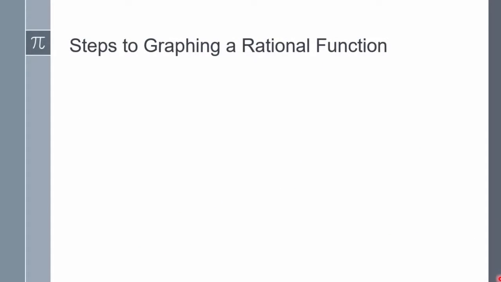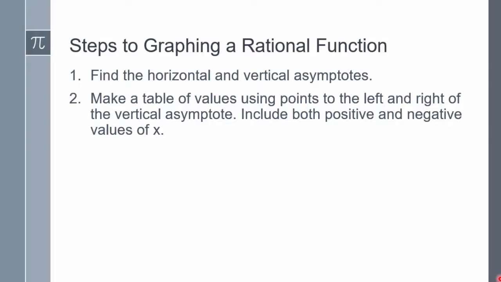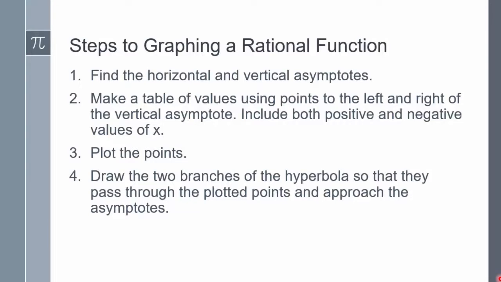Steps to graphing a rational function. First, find the horizontal and vertical asymptotes. Make a table of values using points to the left and right of the vertical asymptote. Include both positive and negative values of x. Plot the points. Draw the two branches of the hyperbola so that they pass through the plotted points and approach the asymptotes.